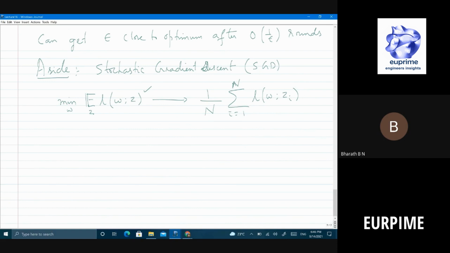But if N is very large, and I ask you to find the gradient, how do you find it? 1 by N, sum over i equal to 1 to N, of the gradient of this loss function with respect to w. Now you have to find the gradient with respect to w for each data point. If there are, let's say, 10 million data points, then you have to find 10 million gradients. Do you think it's easy?